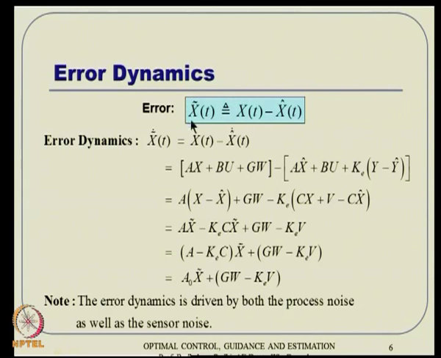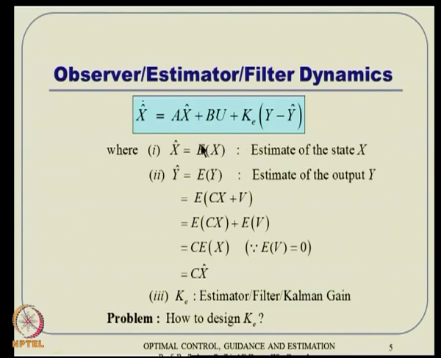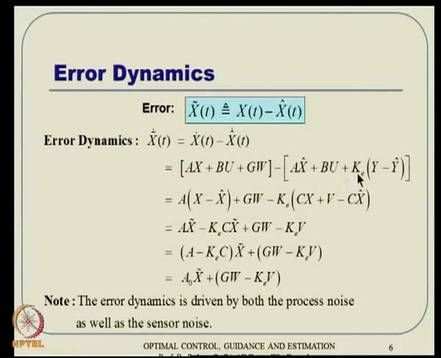So, we define the error, x tilde is x minus x hat, and then we talk about the error dynamics, how the error propagates with time. So x tilde dot is nothing but x dot minus x hat dot, simply from this definition. Then x dot is nothing but A x plus B u plus G w, whereas x hat dot is nothing but the observer dynamics. You put that in, then we combine terms. So A x minus A x hat comes here, G w comes here, and this B u gets cancelled out.